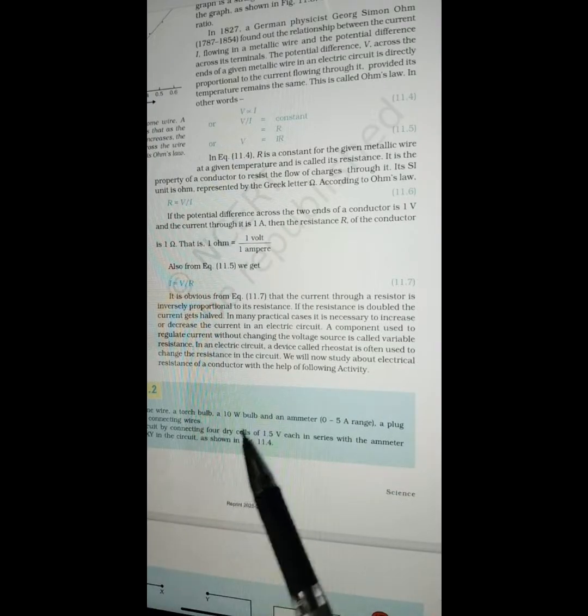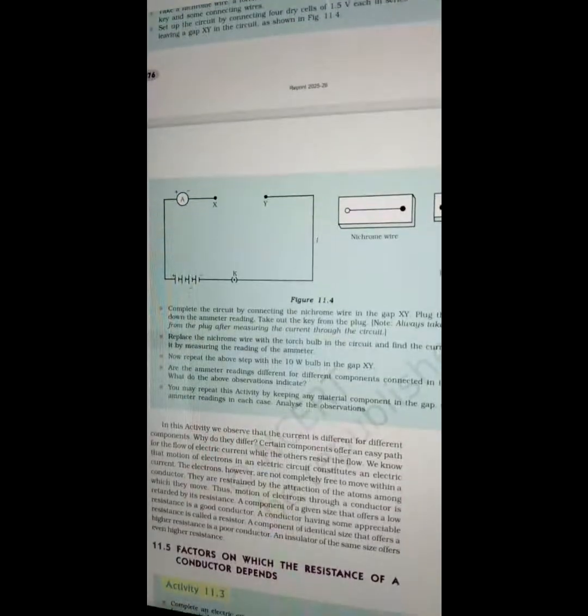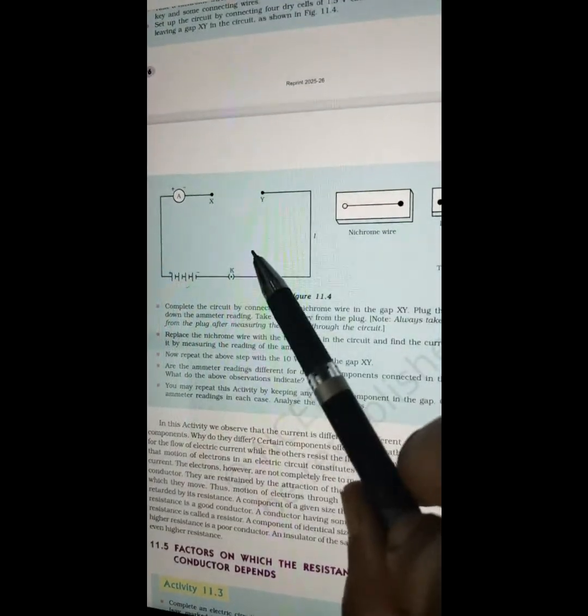We will now study the electrical resistance of a conductor with the help of the following activity. Activity 11.2. Take a nichrome wire, a torch bulb, a 10-watt bulb, an ammeter, a plug key, and some connecting wires. Set up the circuit by connecting four dry cells of 1.5 volt each in series with the ammeter, leaving a gap XY in the circuit as shown to you here in this figure.